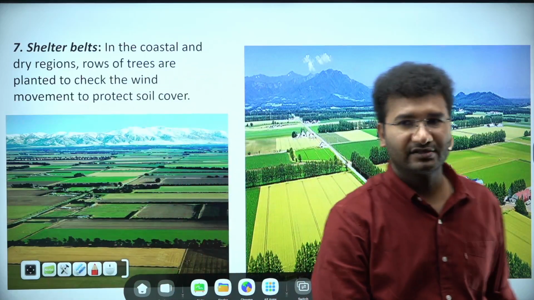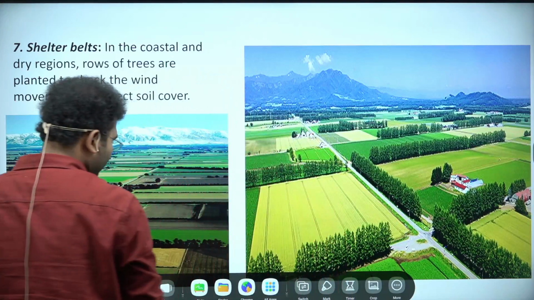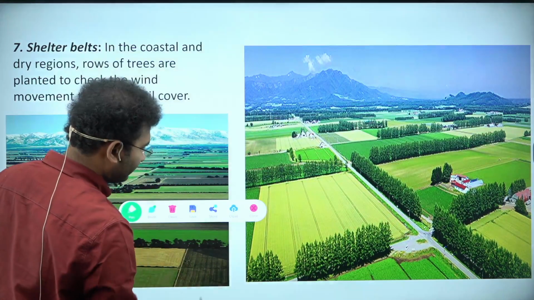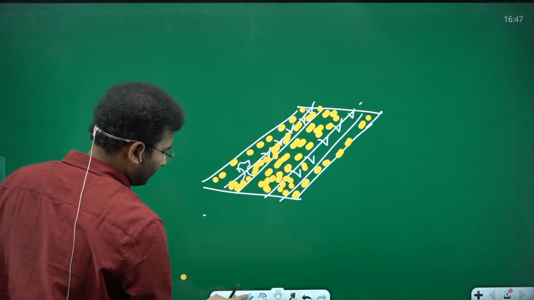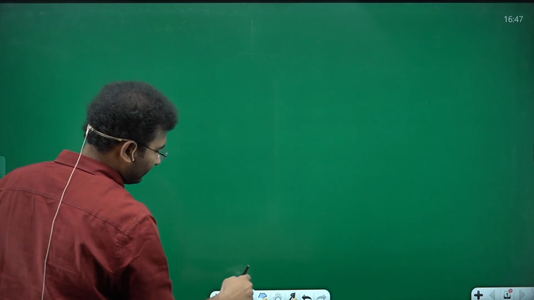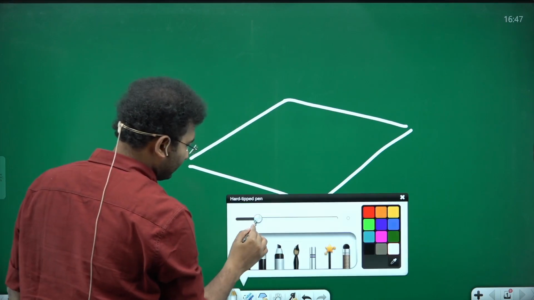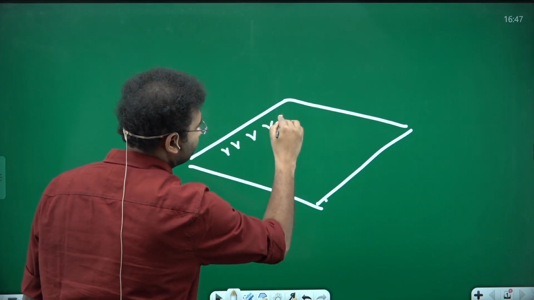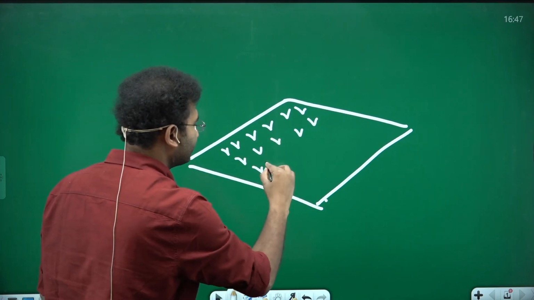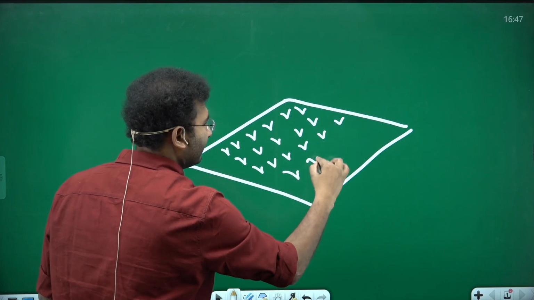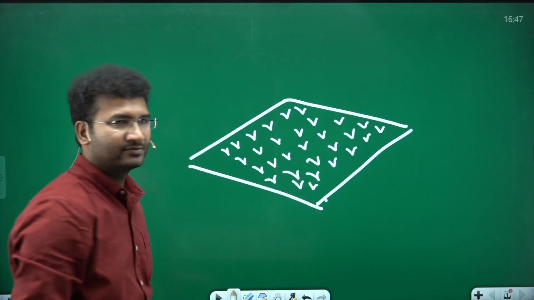Now the next soil conservation mechanism is shelter belts. What is shelter belts? In the shelter belts you will choose your cropland, and across the boundary of the cropland, you will be planting trees. Suppose this is your cropland, right? Let's say you grow small crops here, and this particular area has so much wind every year. These crops are exposed to the wind every year, and because of this wind you are going to lose these crops, along with the crops some soil also, right?